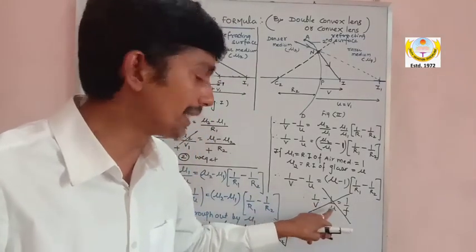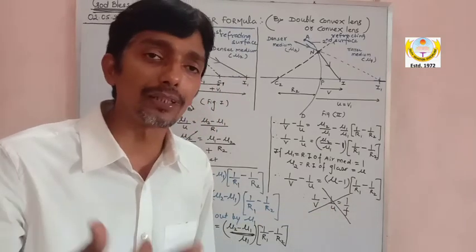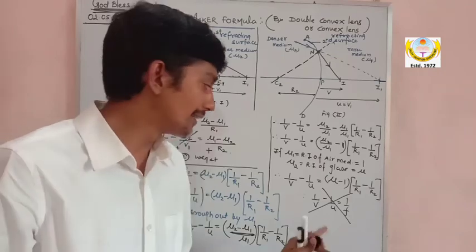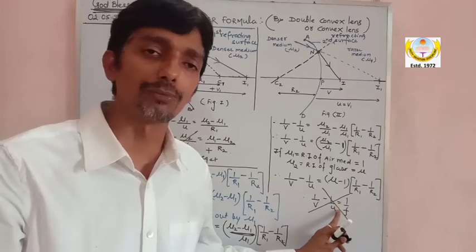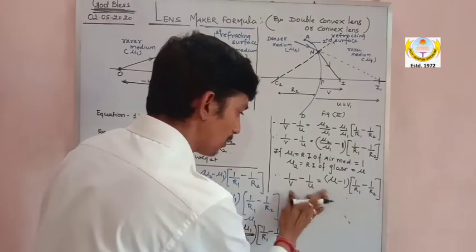1 upon v minus 1 upon u is 1 upon f. After this formula, when you go for the thin lens formula, then you will have this topic that 1 upon v minus 1 upon u is 1 upon f. So don't write this step. This is a wrong step. So what is the step?